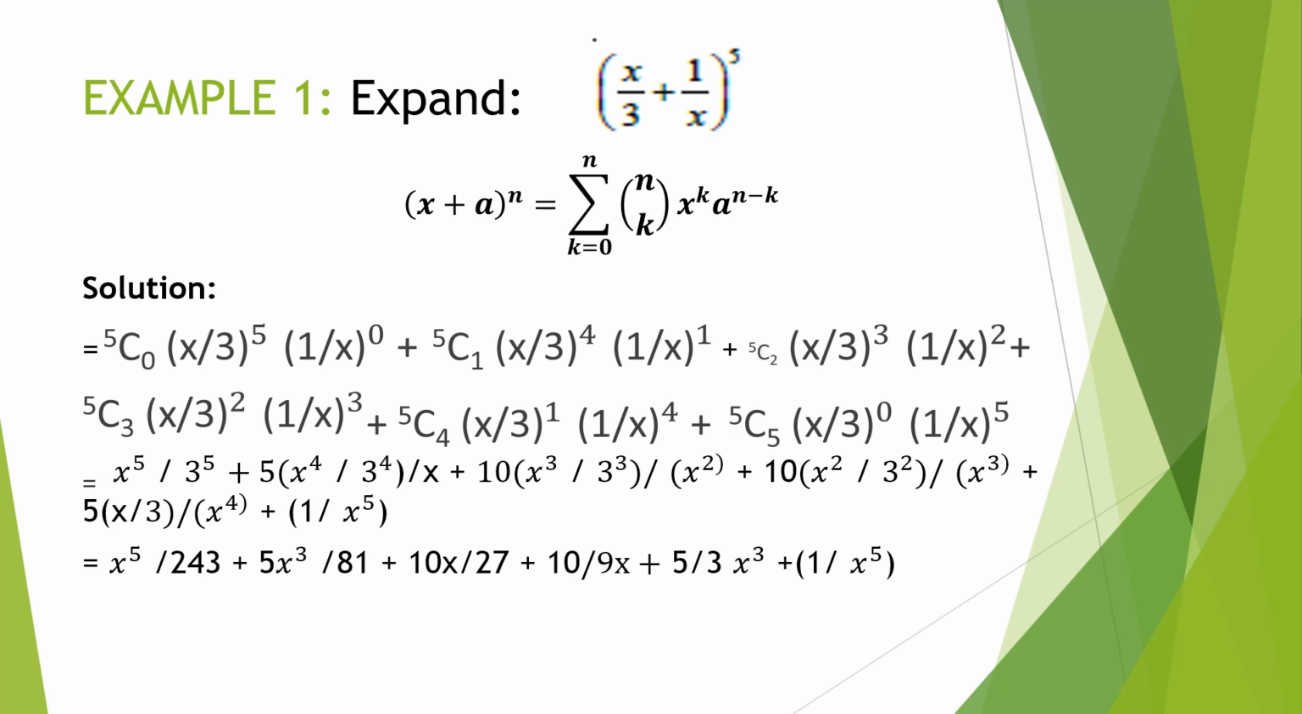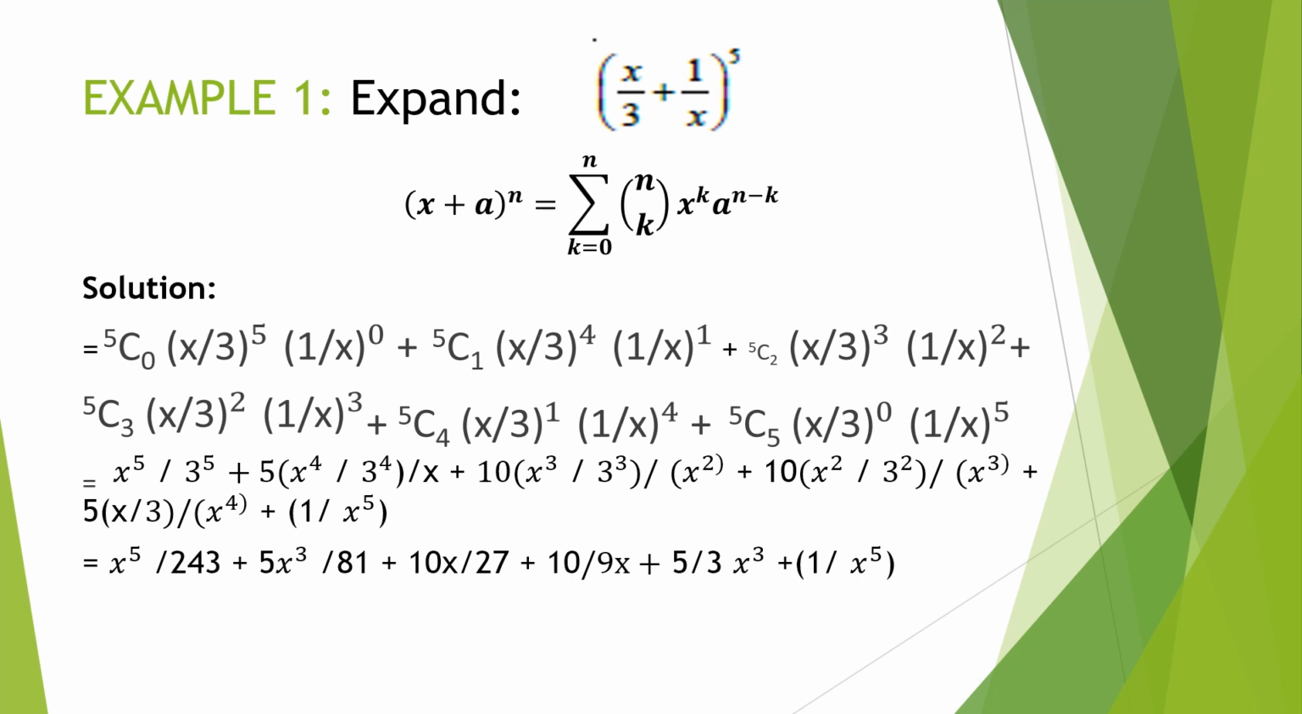x upon 3 raised to 4 into 1 upon x raised to 1. Third term 5C2, x by 3 cube into 1 upon x square. Then plus 5C3, x by 3 square into 1 upon x cube. Plus 5C4, x by 3 raised to 1 into 1 upon x raised to 4. And last term 5C5, x by 3 raised to 0 into 1 upon x raised to 5.